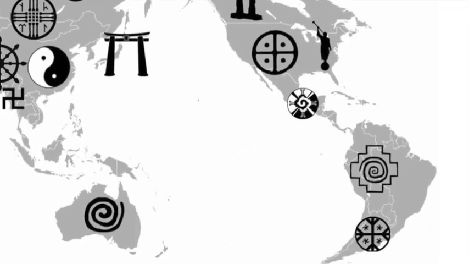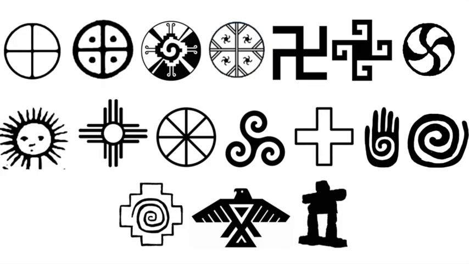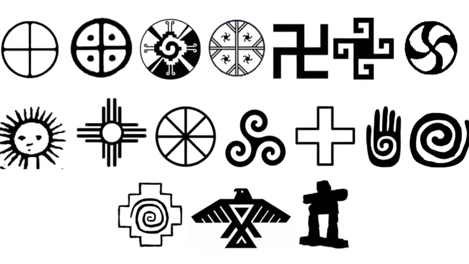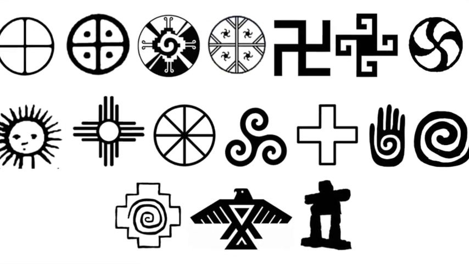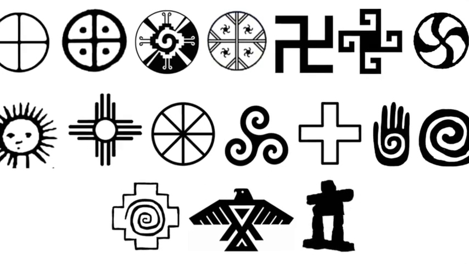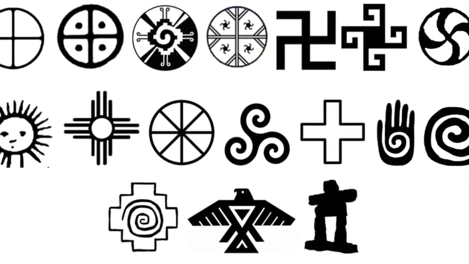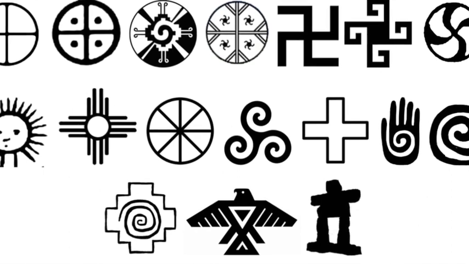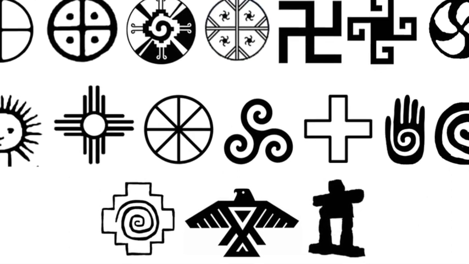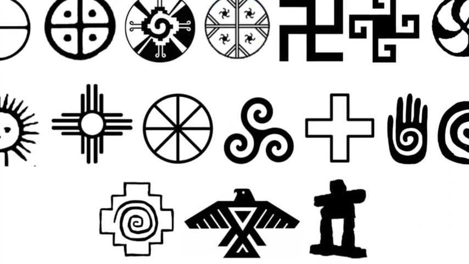Traditional American religions. Many symbols used in ancient America are the same as those found among other indigenous populations. The earth, swastika, sun, wheel, triskele, cross, hand, spiral, bird, and man shown above are a few of them.